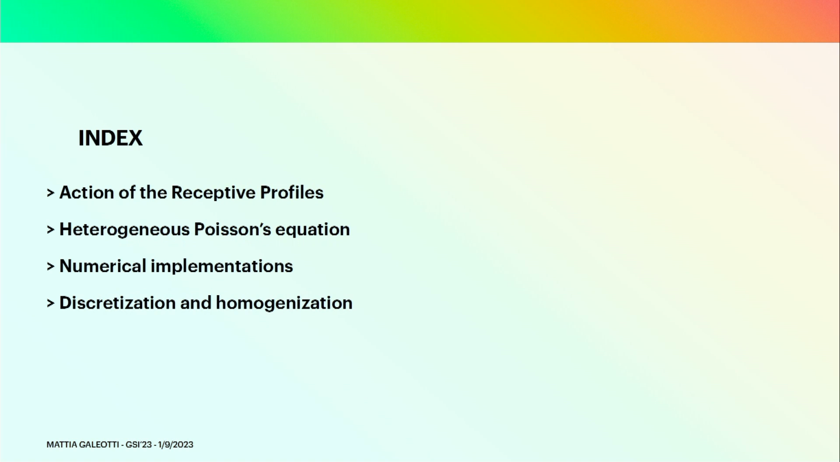First, I will recall how the action of the receptive profiles in the visual cortex behaves. Then I will introduce our heterogeneous Poisson-kind equation, and then I will show some numerical implementation. And finally, we thought that the qualitative results that we obtain are pretty good, but we don't have a complete understanding of the situation yet. So we started a theoretical analysis of what is going on in our model. Through some discretization and homogenization procedures, I will show why we think this implementation method works well.